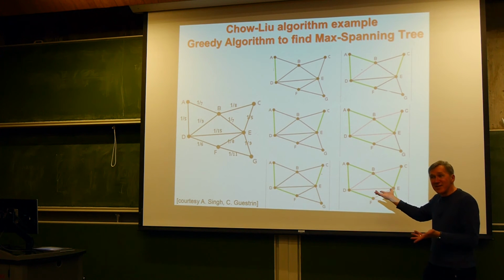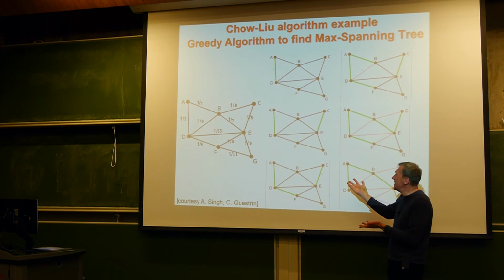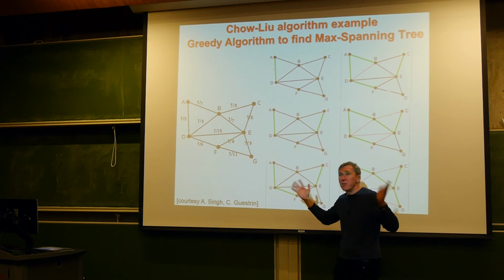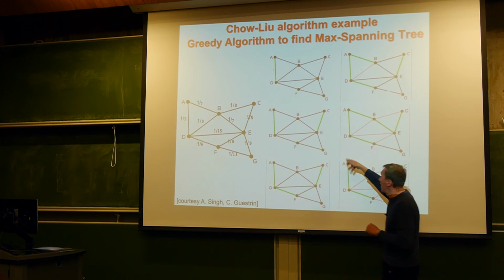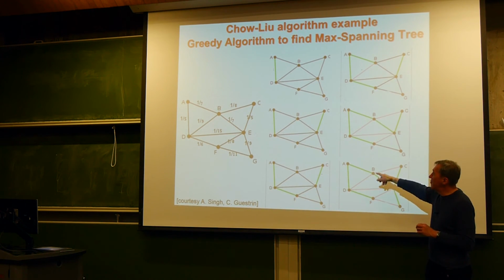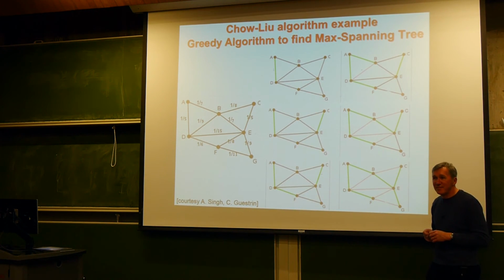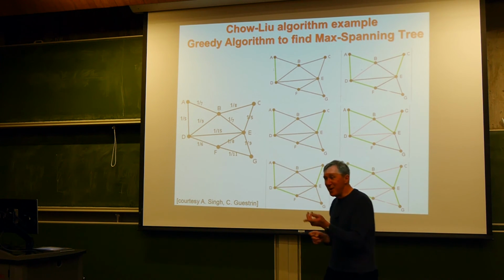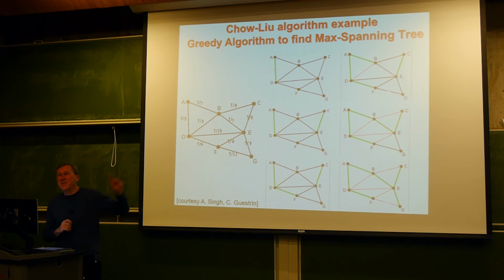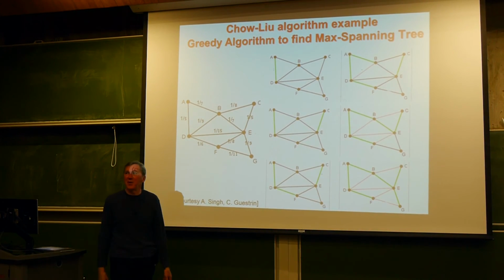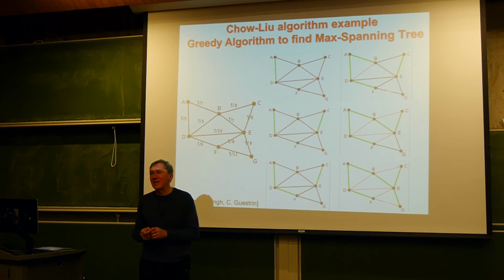But n squared is the complexity of this. Notice just to compute the mutual informations pairwise, that's an n squared operation to begin with. And this algorithm is obviously n squared also. You can do better in terms of the spanning tree. There are better complexity spanning tree algorithms, but the overall algorithm, because you have to compute all the pairwise mutual informations, is still n squared.